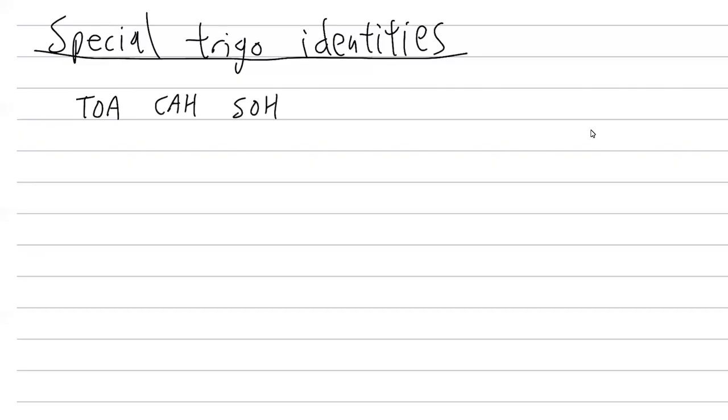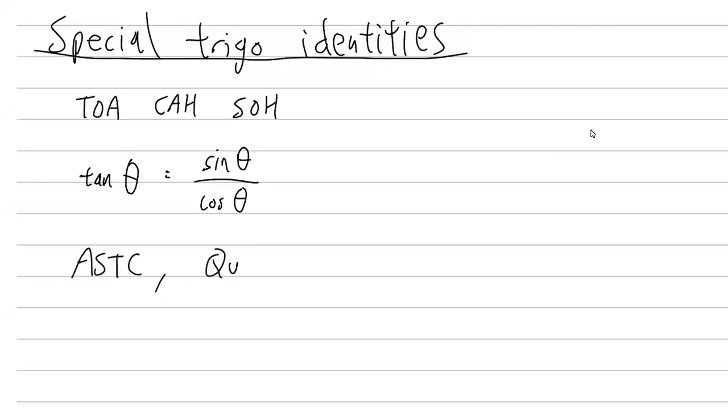Yeah, so we know Tuakaso. What else do we know? We also know that tangent is a bit special. You can rewrite it as sine over cosine. Then now I'm going to introduce, then we also learned about using the ASTC and the quadrants. We are able to deduce the sine, cosine, tangent of any angle, right?